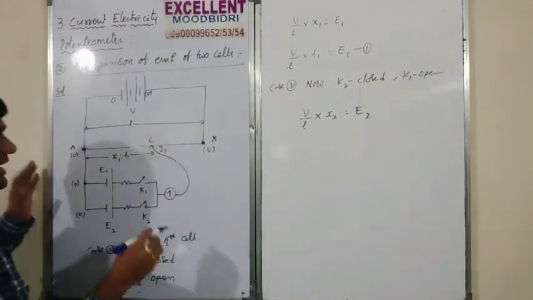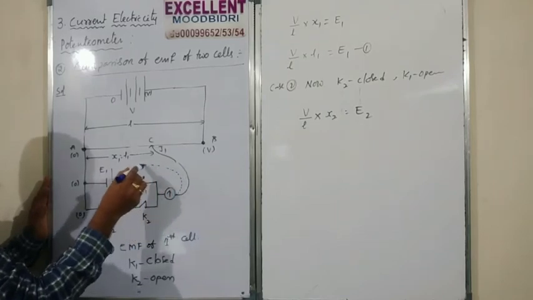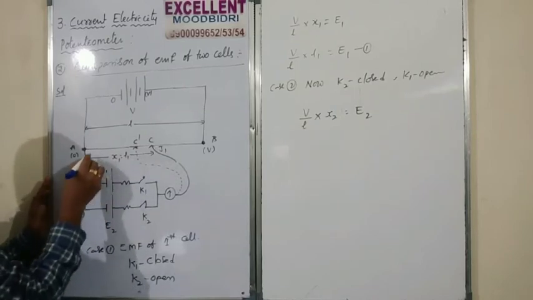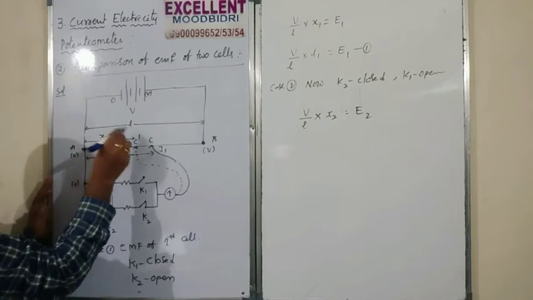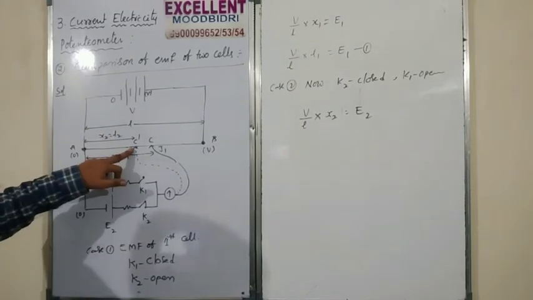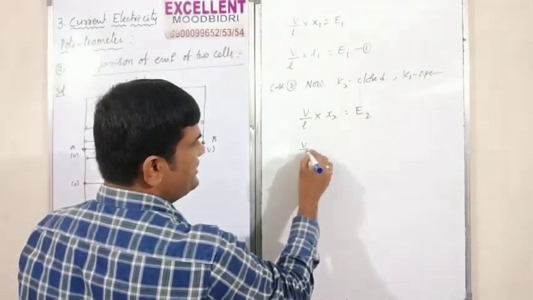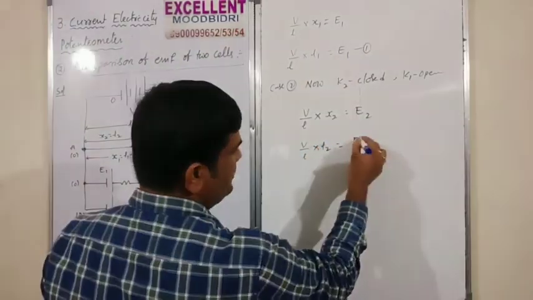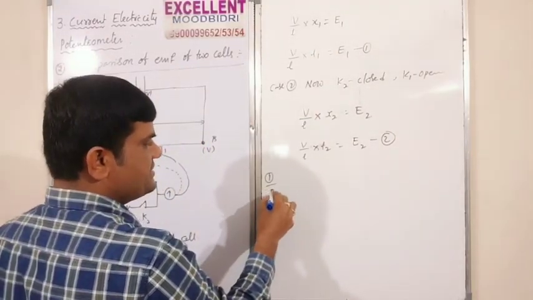That means again we have to find the null deflection. Somewhere here the null deflection will come. From here to here, X2 is equal to L2. Here I got null deflection. So the formula again: V by L into L2 is equal to E2, equation number 2. Now we will do equation 1 divided by equation 2.